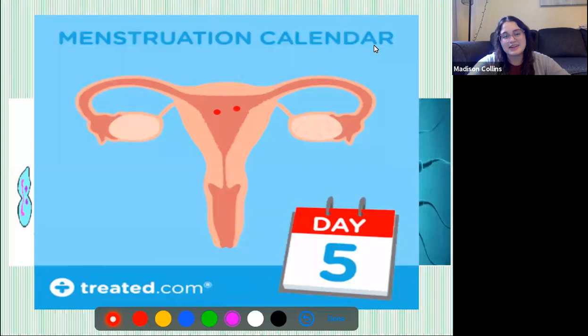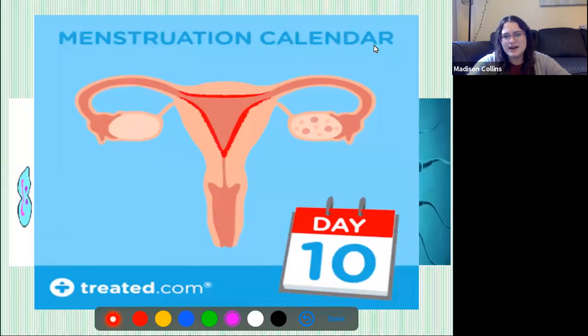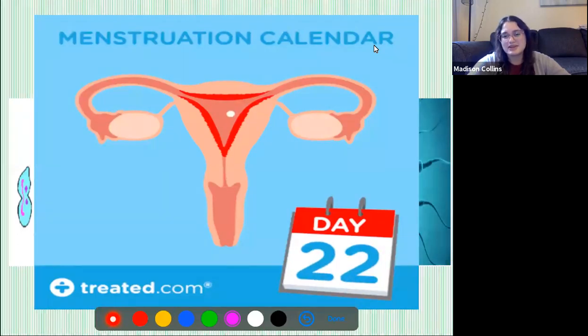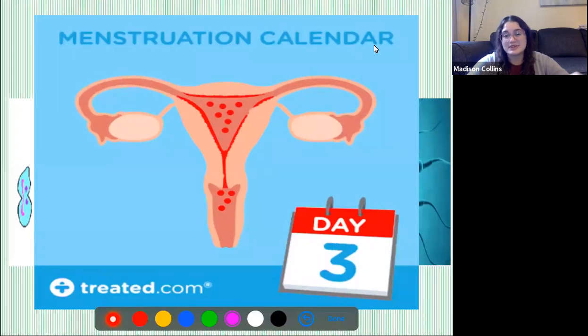So in this GIF right here, you can see that there's a lot happening in this menstruation calendar, and it is a full month-long process that repeats every single month. So today we're going to be talking a little bit about the steps that happen in this menstruation cycle, as well as the structures and the hormones involved.